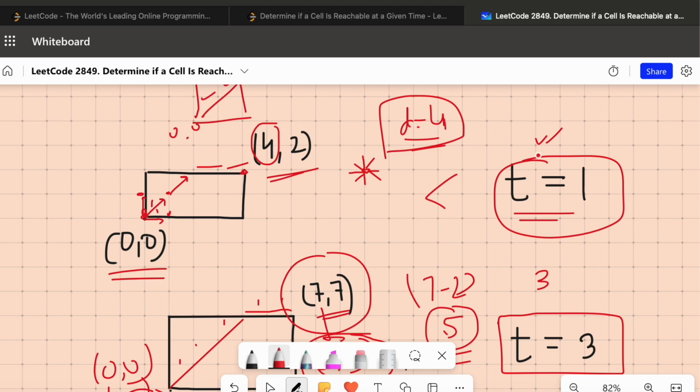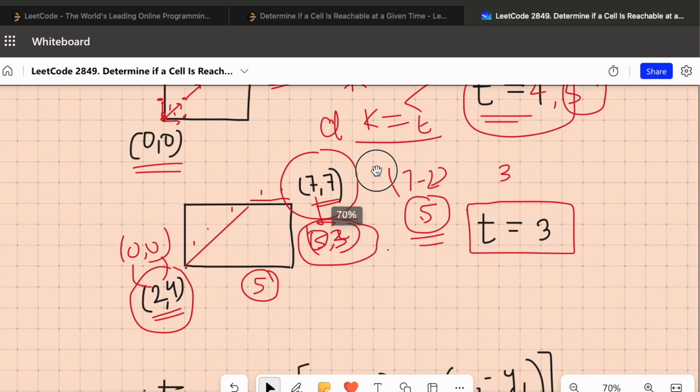If it was equal to the distance, was it possible? Yeah, it was possible if t was 4 and d was 4. And even if t is 5, in that case we can utilize one more step anywhere, because it is an infinite grid. So d should be less than or equal to t.